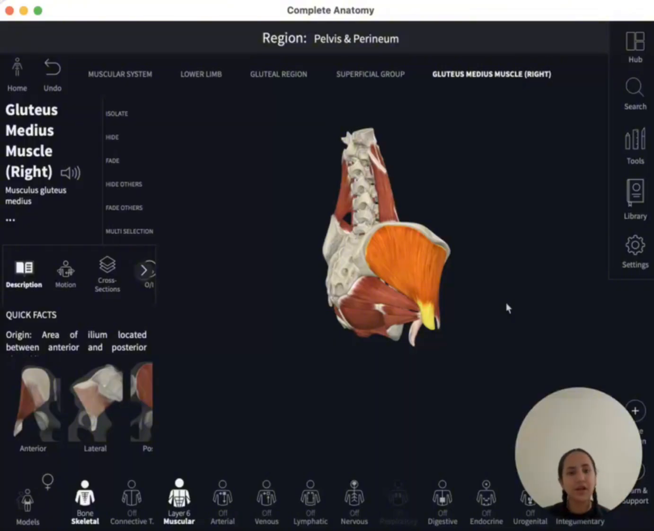The actions that can be done with this is that it medially rotates and abducts the thigh at the hip joint. Some everyday actions or occupations that we engage in that are allowed for by this muscle are walking and running.